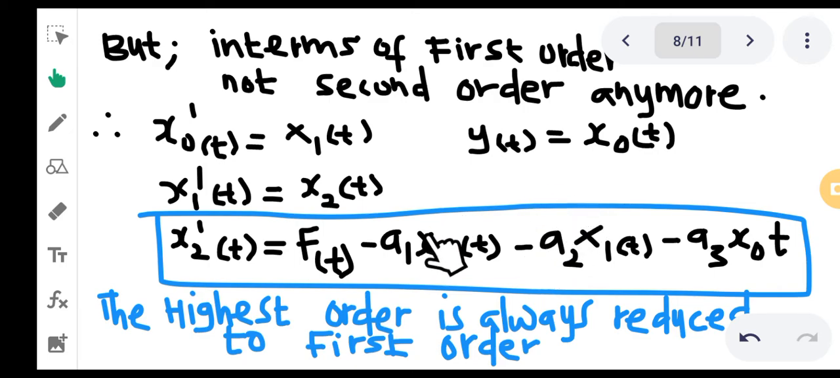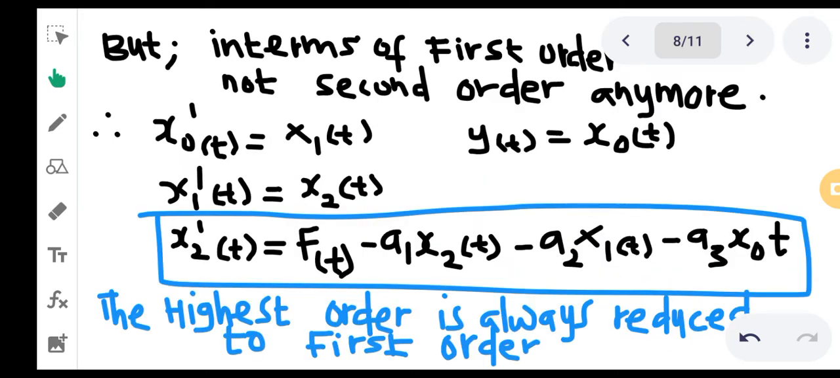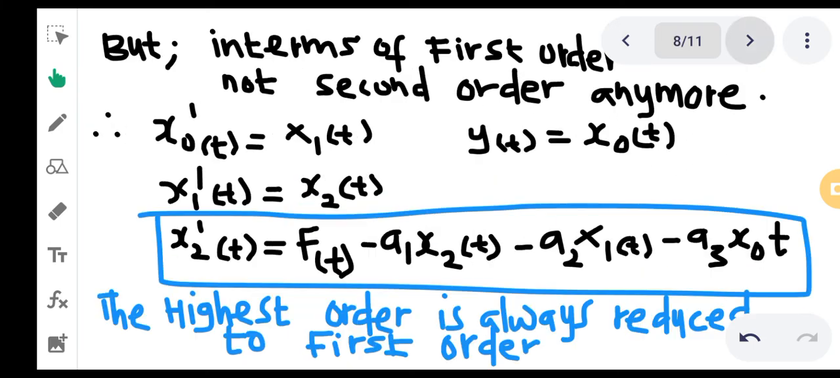Okay, my y prime prime is x2 of t. So just make a substitution, x2 of t. Then your y prime is x1 of t. Then your y of t, this y of t was s naught, so s naught of t. Okay, simple. So we always reduce the highest order to become always the first order. So that's why I've written the highest order is always reduced to first order in terms of x.